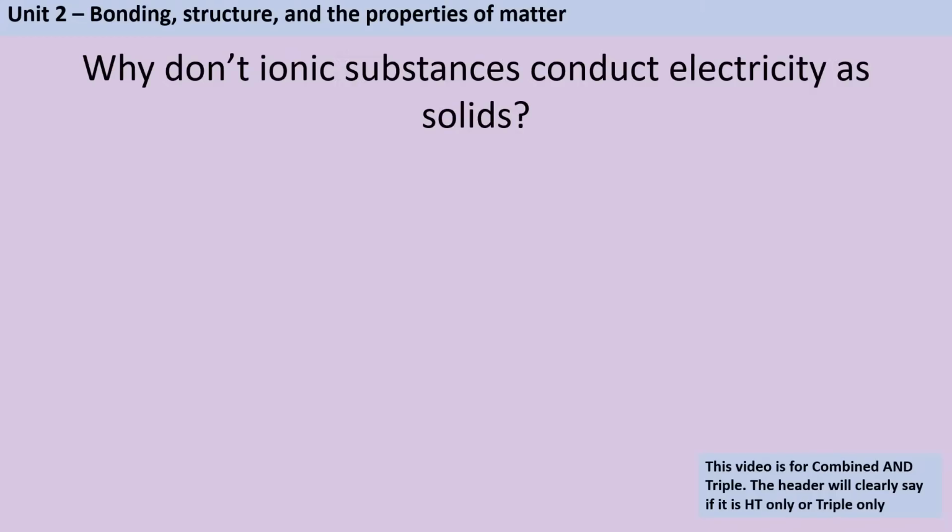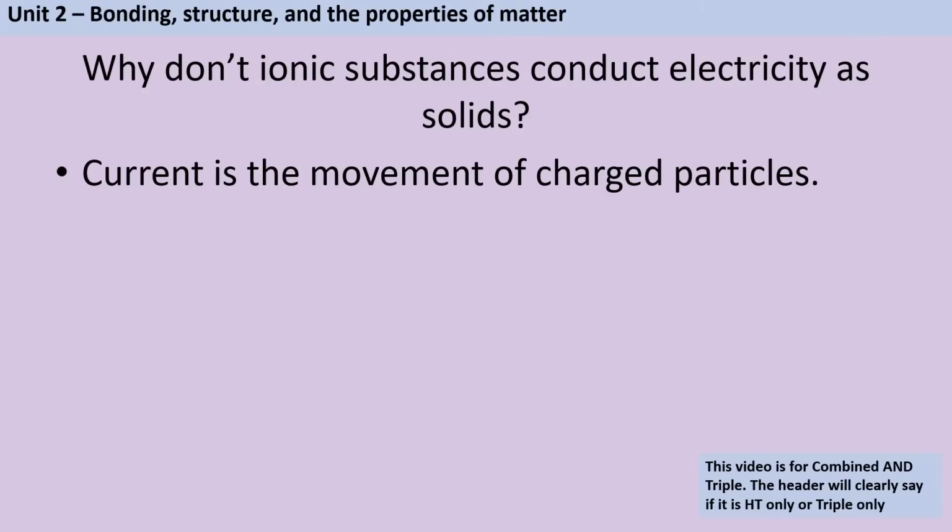Next thing we might be asked is why don't ionic substances conduct electricity as solids? So we should know that current is the movement of charged particles. Now here's a really important thing. It says charged particles. It doesn't say electrons. So 99% of the time in physics, you're talking about electrons, so people think electrons are the only thing that can move. When you're talking about ionic compounds, you are not going to be talking about electrons. You're going to be talking about ionic bonding.